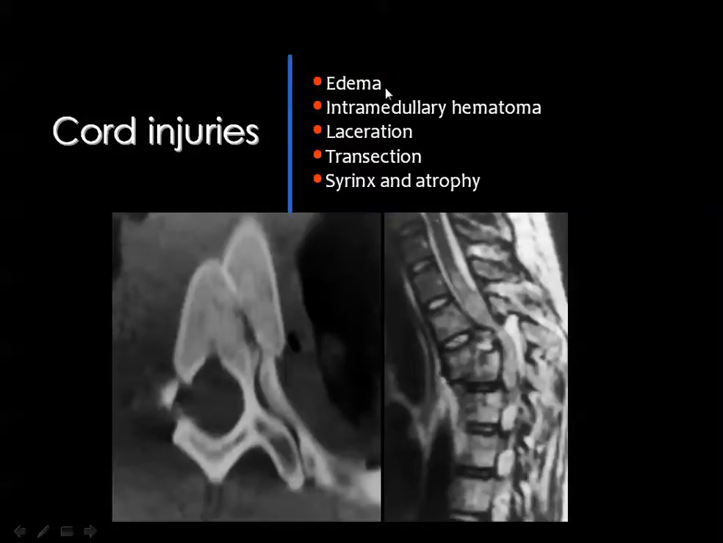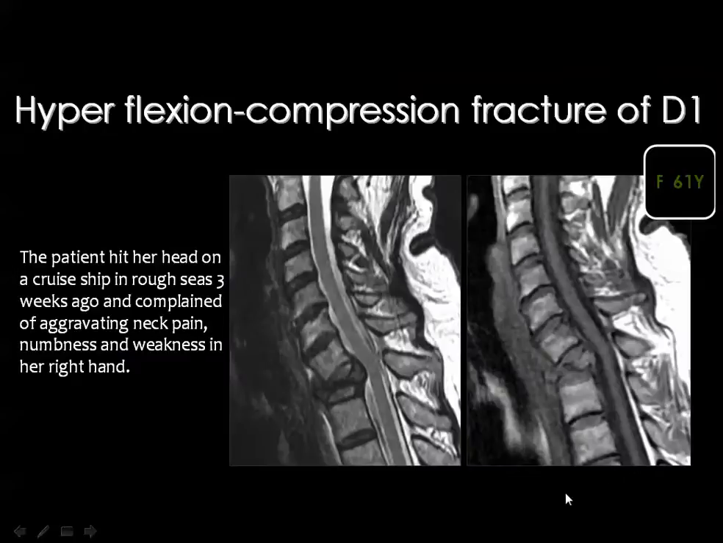Of course, edema is very common. Intramedullary hemorrhage, laceration of the spinal cord, complete transection of the cord, and the development of intramedullary syringes and cord atrophy are usually considered late sequelae of trauma. Then this is a hyperflexion injury with compression fracture of the first dorsal vertebra. And you can see there is a subtotal compression collapse of D1 vertebral body, which is posteriorly subluxated, encroaching on the spinal canal. And this is T2 and this is T1 weighted image.